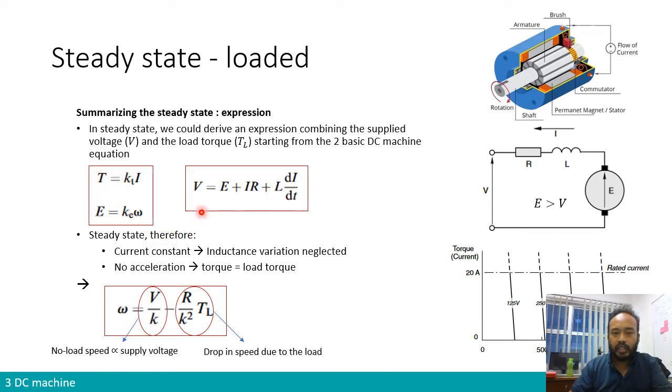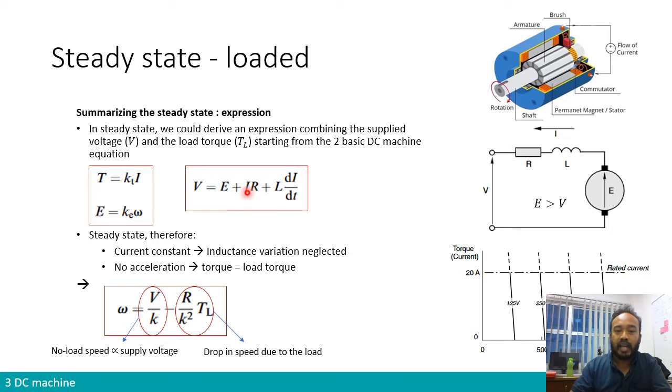Let's imagine we want to find an equation that relates the speed with the voltage and the electrical parameters of the machine. If you look at this equation over here, this K is the same K. So omega equals E over K, right? If we bring it into this equation, if we put E over K over here, E over K will become omega. Therefore, we could include omega in the electrical circuit equation. What we will do is divide everything by K. So we have V over K equals E over K, which is omega.